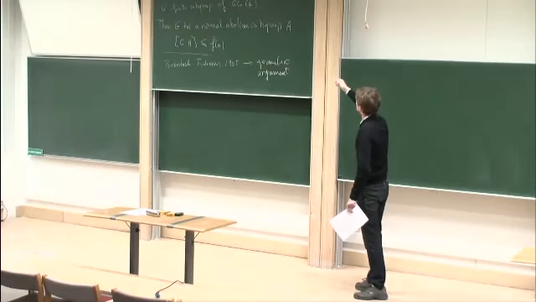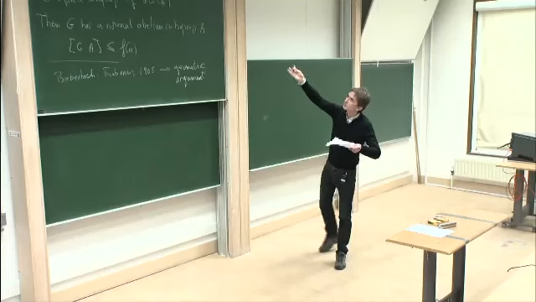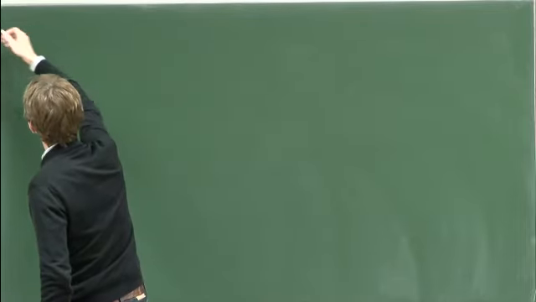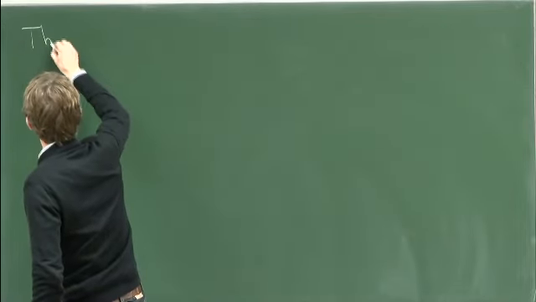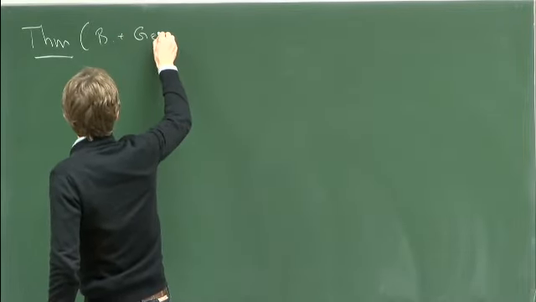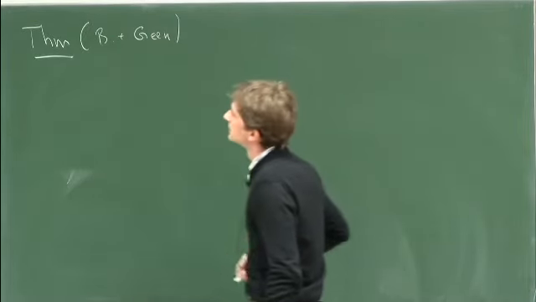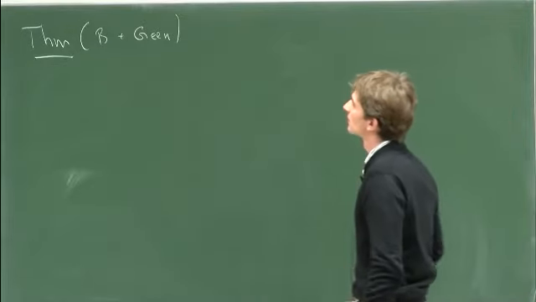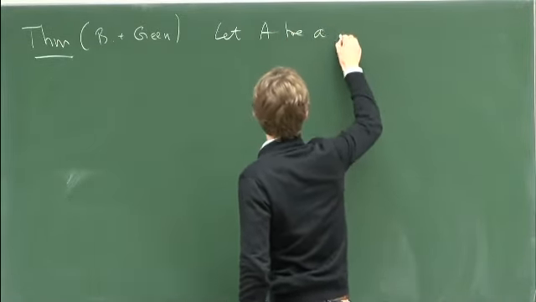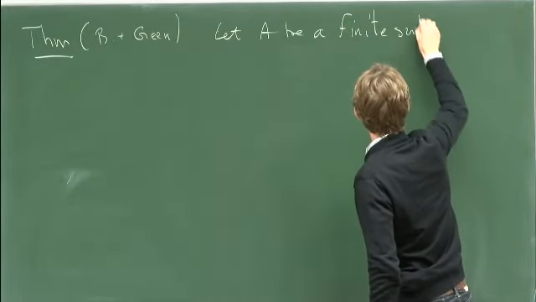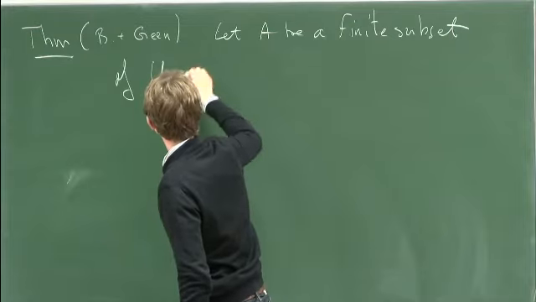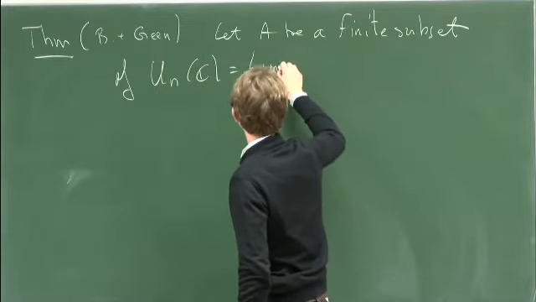Okay, so there is somewhat a dictionary between groups and approximate groups, and here are the analogous statements that we can prove. This is joint work with Ben Green. So let A be a finite subset of U_n(C). These are the unitary matrices.